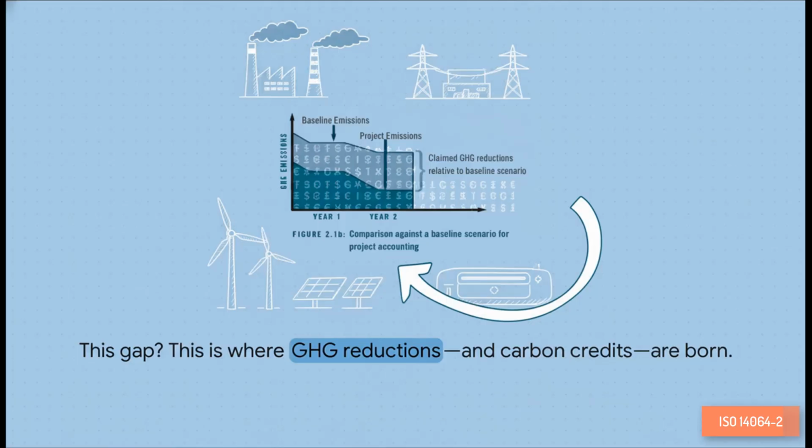Look at it this way. That top line, that's the high-emission business-as-usual scenario. The bottom line? Well, that's the new reality with your project's lower emissions. And that big gap between them? That is the value you've created. That is your proven GHG reduction. And for a lot of people, that's exactly where carbon credits come from.